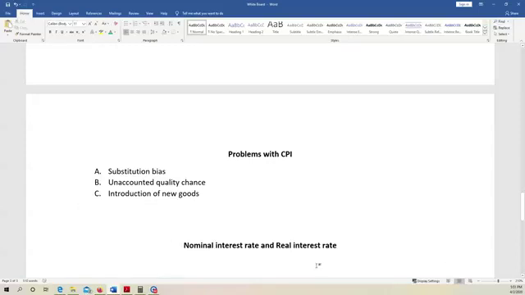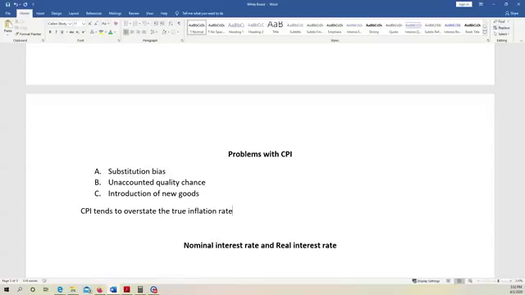So let me give you the conclusion first. CPI, the Consumer Price Index, tends to overstate the true inflation rate. Remember, we can use CPI to calculate the inflation rate, right? How fast prices are rising over time. Because CPI is useful but not a perfect measure of cost of living. So the final conclusion is CPI tends to overestimate the true inflation rate.